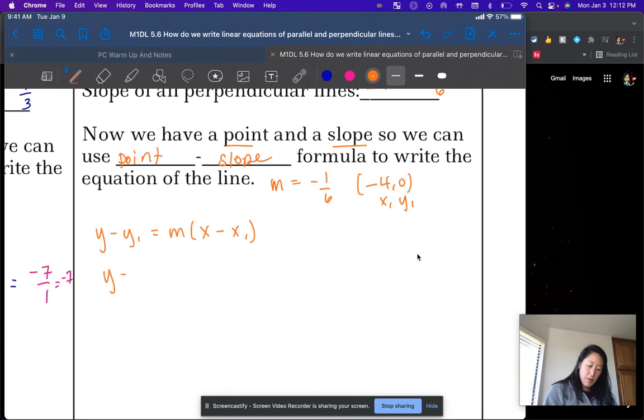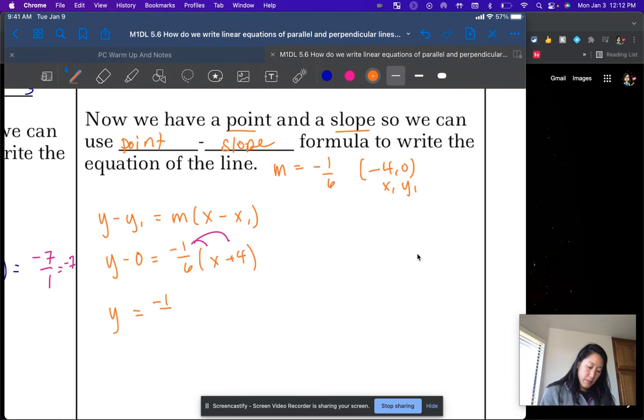So y1 is 0, so you can use a minus or a plus, is equal to -1/6 times x plus 4. It's the opposite sign of the point. Go ahead and distribute. So I have y minus 0 is just y, is equal to negative 1 over 6x, and then we need to multiply negative 1 over 6 times a positive 4 over 1.